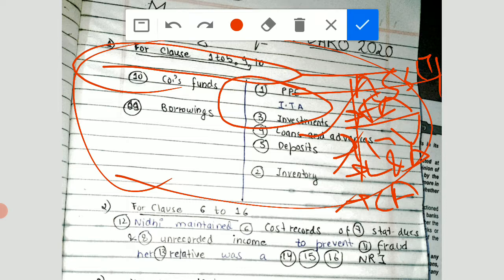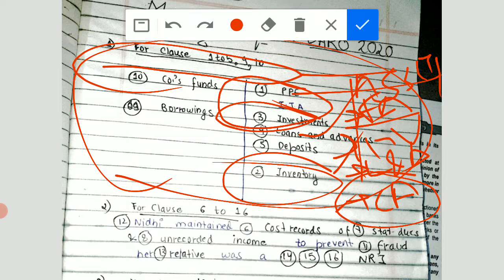Now the second clause is your inventory. So in the current assets you will find inventory. Then your third clause will talk about investments. Fourth clause will talk about loans and advances, and fifth clause will talk about deposits. So first clause property, plant and equipment. Along with property, plant and equipment, we will discuss intangible assets. Second clause inventory. Third clause investments. Fourth clause loans and advances, and fifth clause deposits.